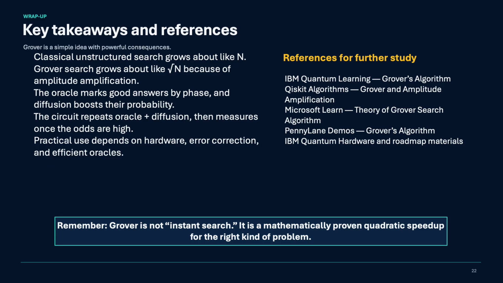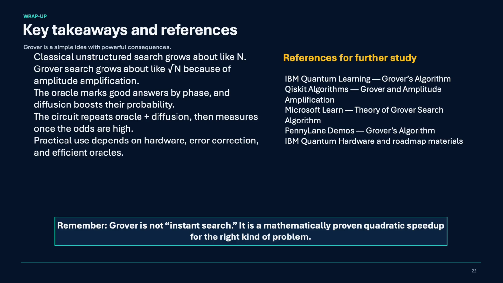Maya finally stands before the correct door. She opens it. Inside is not just the book she was searching for. There is a note from the lantern keeper. It says, the secret was never seeing every answer. The secret was changing the odds before you looked. That sentence captures Grover's algorithm beautifully.